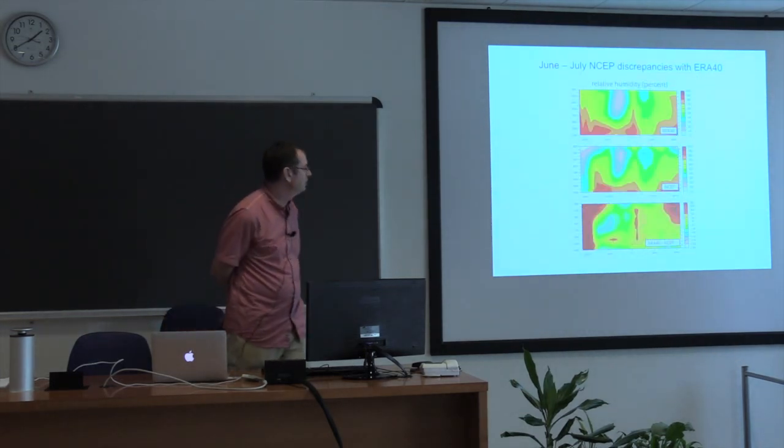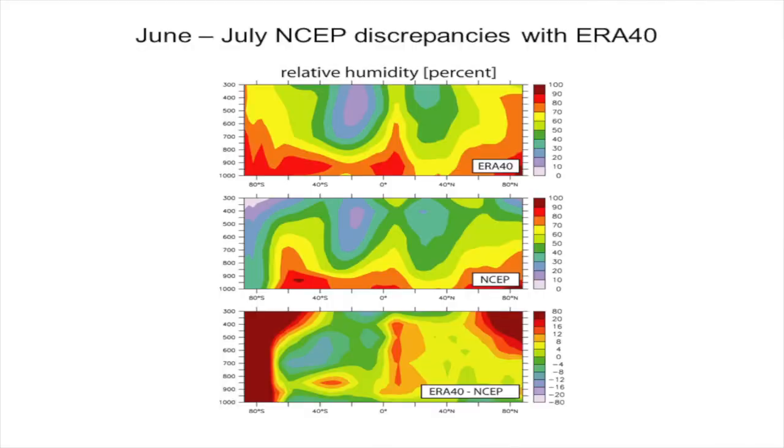Another difference between these two products is the relative humidity, which goes between 0 and 100%. The difference between those two estimates of relative humidity reaches upwards of, I guess the scale is nonlinear, it goes from 0, 4, 8, 12, 16, 20, and 80%. So there's above 20% difference in the polar regions, and the opposite of that in mid-latitudes.